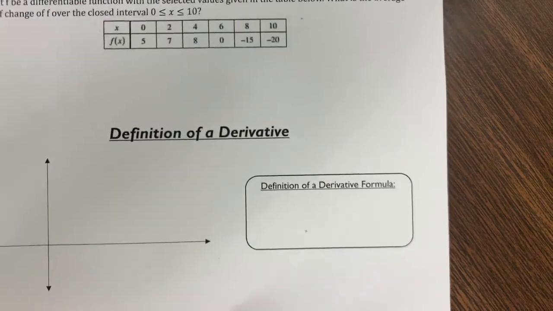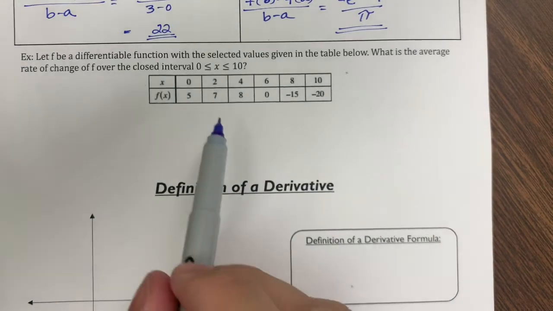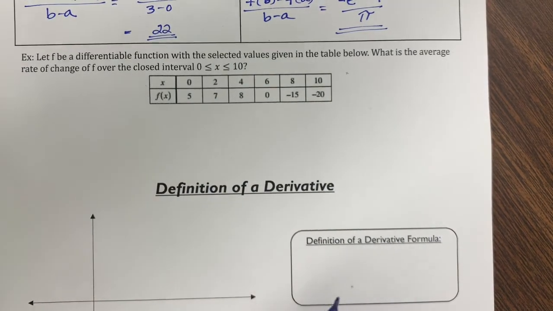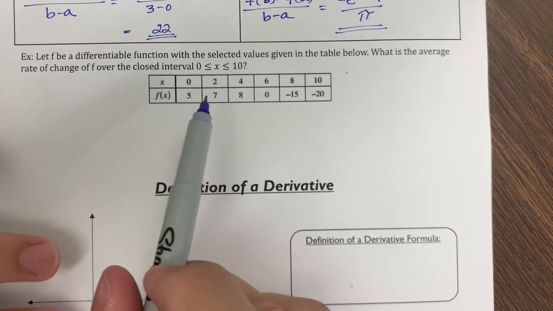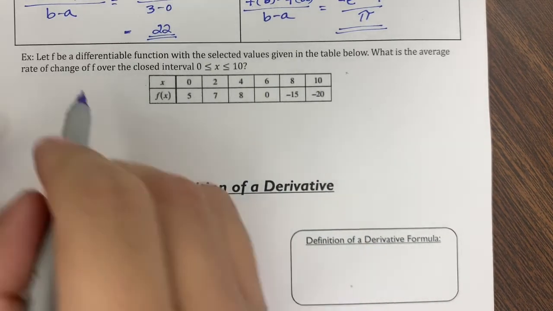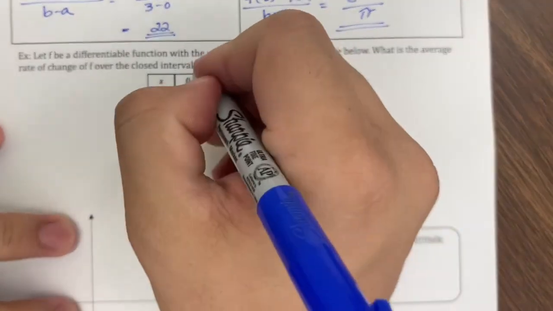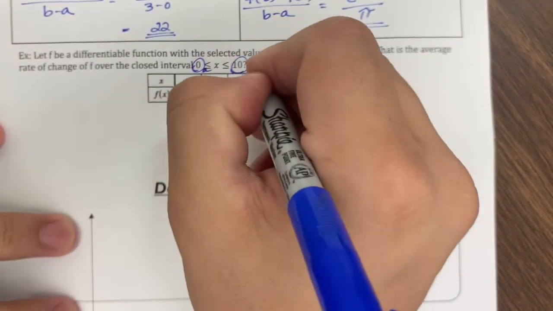And last but not least, sometimes they'll give you a problem where they ask you to find the rate of change of a set of values in a table. So let f be a differentiable function with selected values given in the table below. What is the average rate of change of f over the closed interval 0 to 10? So again, this is A and this is B.